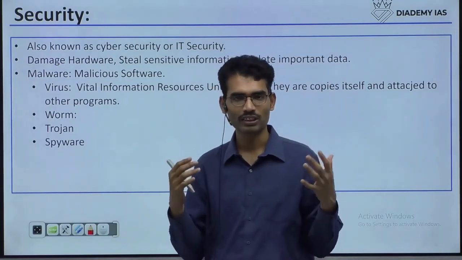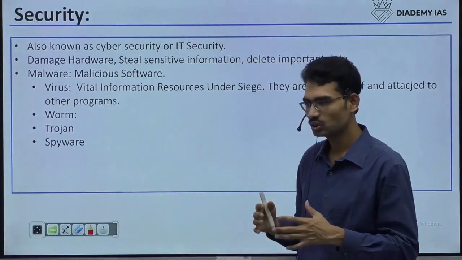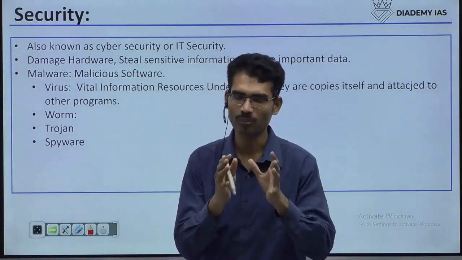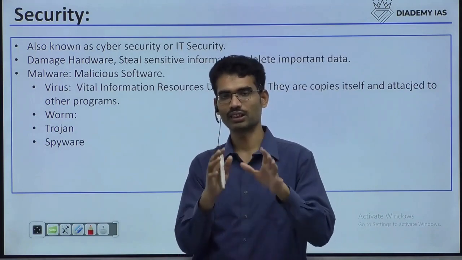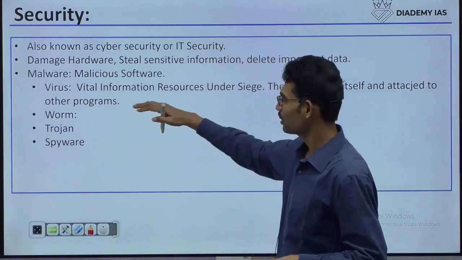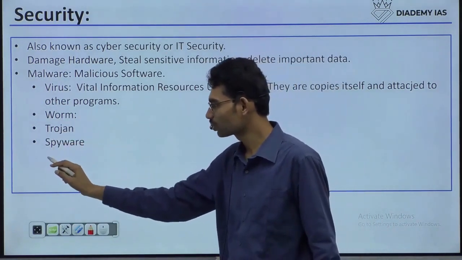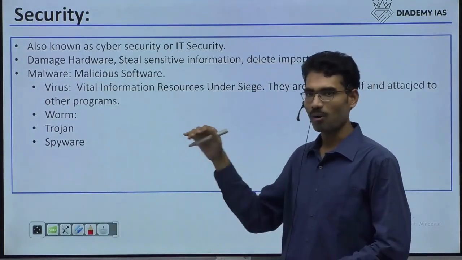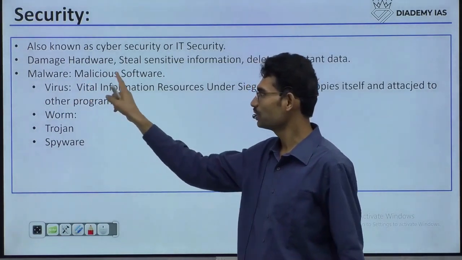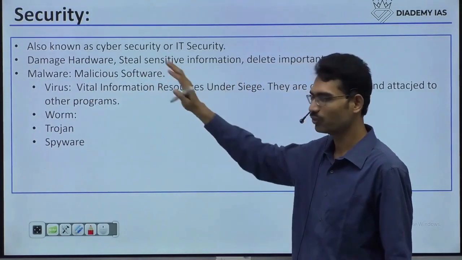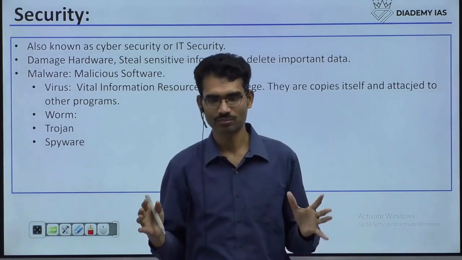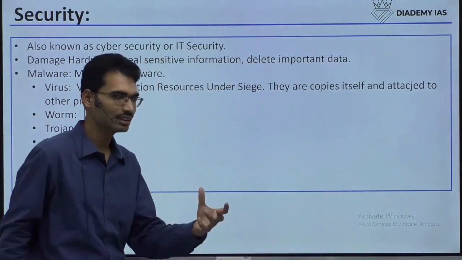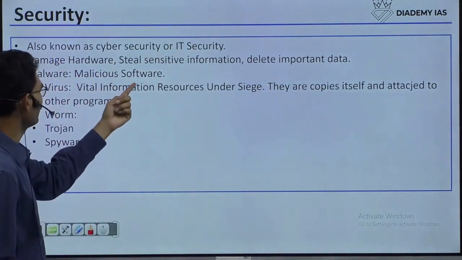There are multiple malicious intentions. Based on that, they used to create different sets of programs. These programs will go to the opponent's computer and destroy it. Some examples are virus, worm, trojan, spyware, different types of malware. Malware means malicious software. Software, we know, is a set of instructions, a set of computer programs. If the same program is made with malicious intention, it becomes malware.